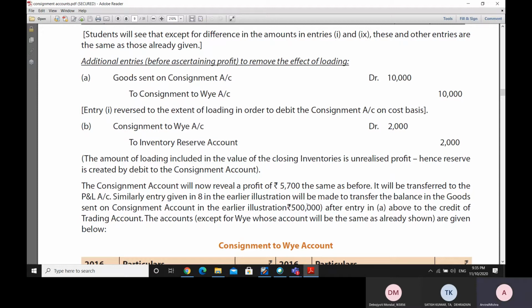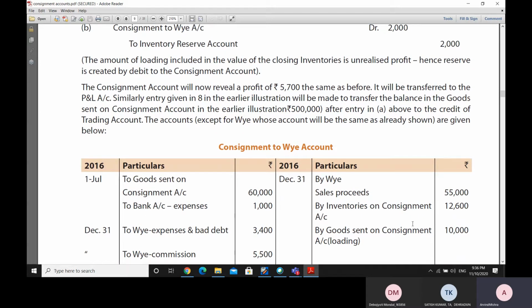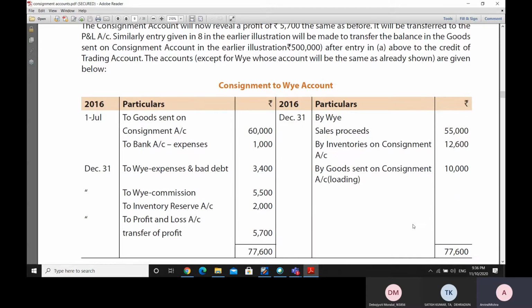in the earlier illustration at 5 lakh rupees after entry in A above to the credit of the trading account. So we'll be transferring this is not 5 lakh, but it should be 50,000. We will transfer the credit back to the trading account, and accounts except for Y, whose account will be same as already shown, are given below. Let us see the accounts which are given below.